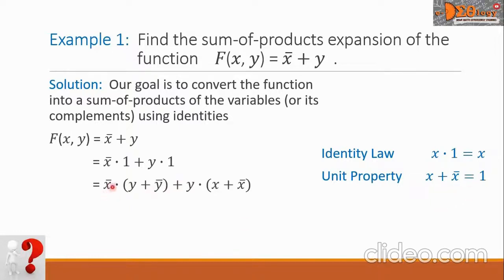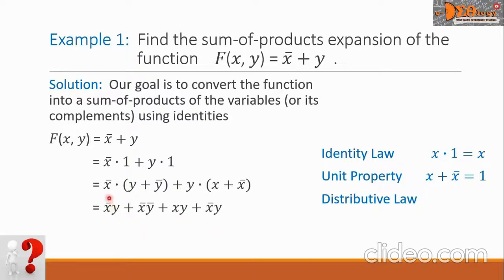And from here, we're going to distribute this x bar to each of the variables y plus y bar. The same is true with the second product. The y here is to be distributed to x and then to the x bar. So x bar y plus x bar y bar plus x y plus x bar y. We have now 4 products here.